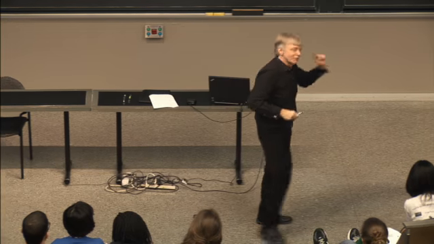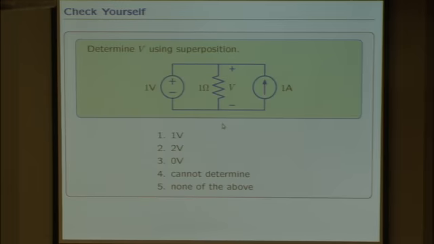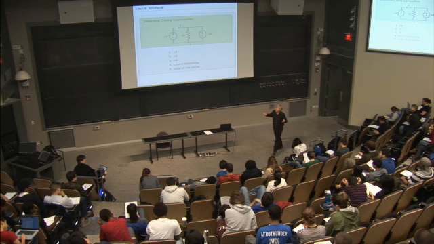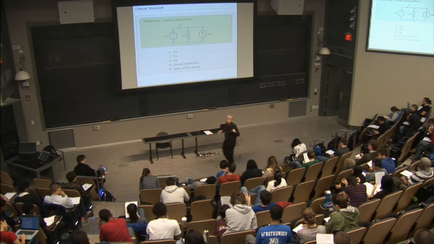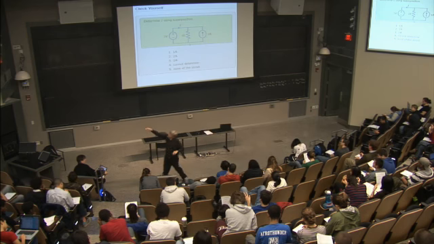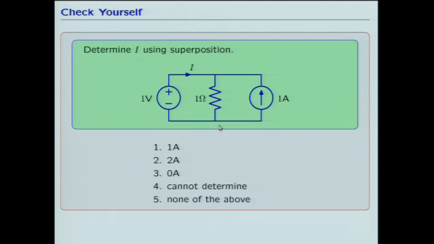So the voltage due to the voltage source is 1. The voltage due to the current source is 0. The sum of the two is 1. The answer is 1. OK? Make sense? So very closely related problem. What's the current I? Solve that by superposition.